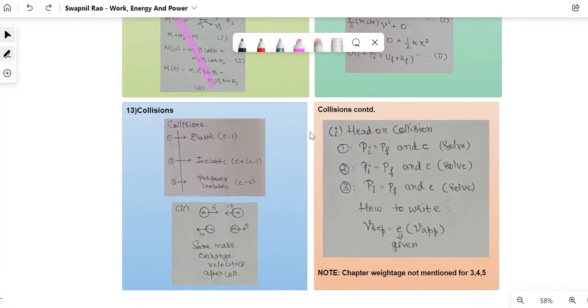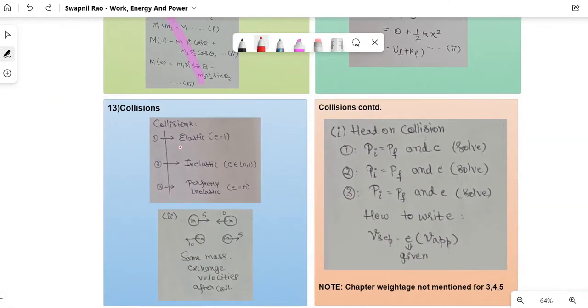And next, the last concept, which is collision. There are three types of collision. One is elastic, another one is inelastic, another one is perfectly inelastic. You'll find many others, but I'll be mentioning these three. So in elastic collision, the coefficient of restitution is equal to 1. In inelastic, it can be anything between 0 and 1, excluding 0 and 1. Whereas in perfectly inelastic, E will be equal to 0.